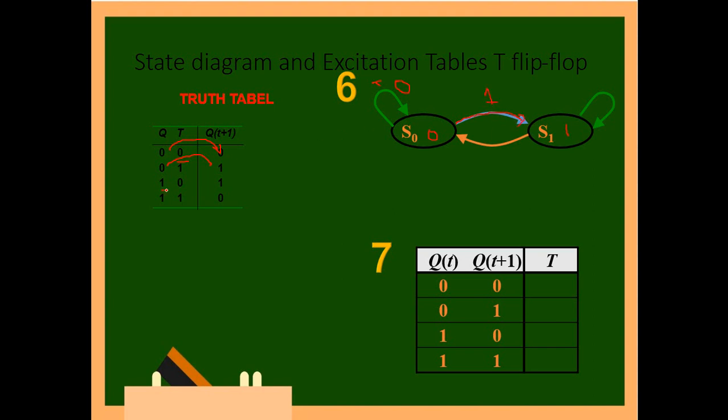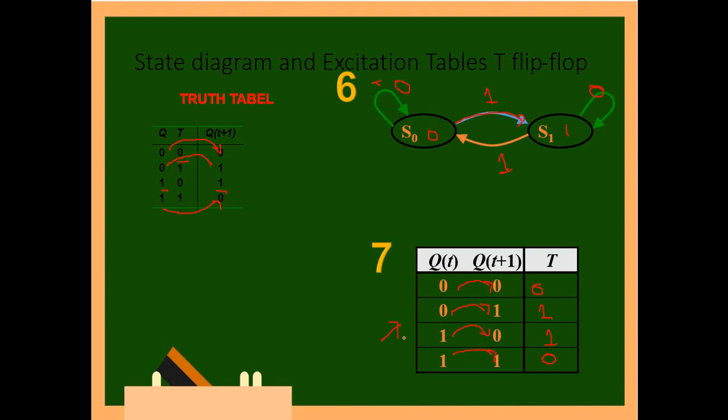It changes from 1 to 1, that means it is self, when T is 0. And the last condition is changing from 1 to 0; for this condition, when going from 1 to 0, T is 1. If you do the excitation table, if it is the same, 0 to 0, T is 0, and 1 to 1 it is the same, so T is 0. When it goes opposite, 0 to 1, T becomes high, and 1 to 0, T becomes high. So this is the excitation table.